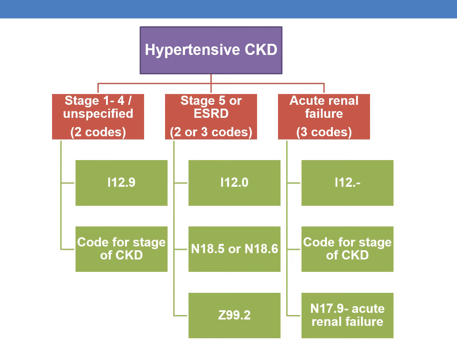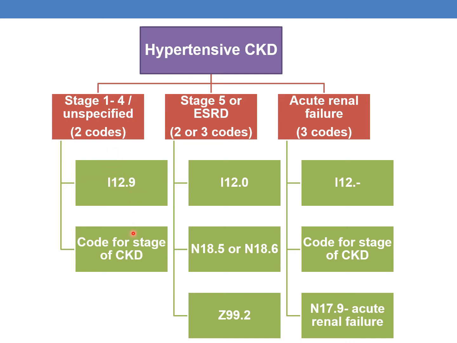First, coming to hypertensive chronic kidney disease. That is, the patient has both hypertension and chronic kidney disease, hence the term hypertensive chronic kidney disease. And these two are related by convention. Hence they must be considered related, unless the physician documents they are not. Now coming to the codes. For stage 1 to 4 and for unspecified stage of CKD, we assign two codes.